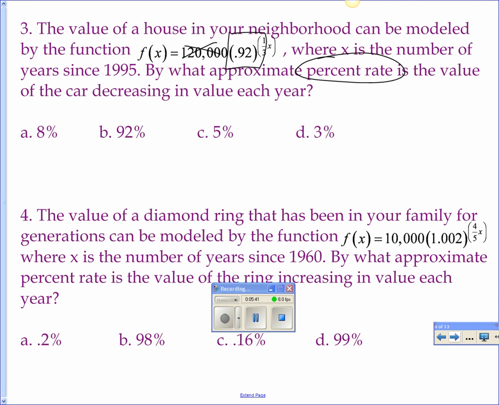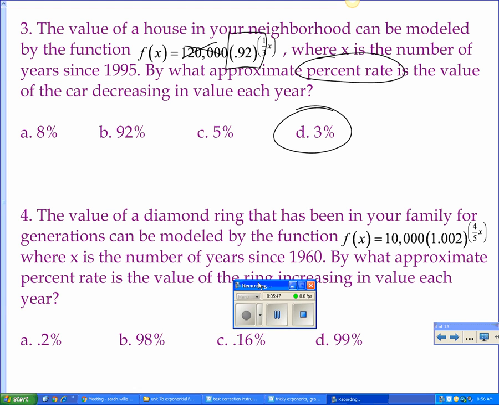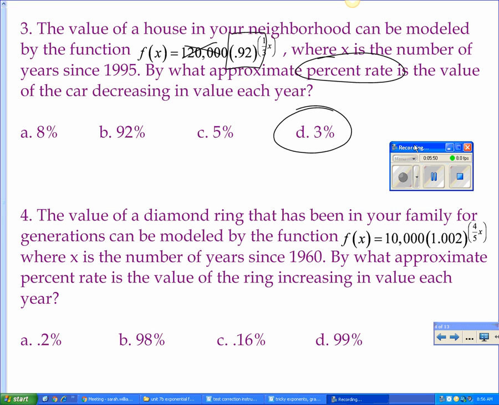So what does that round to based on your answer choices? 3, which is D. Guys, why is it negative? Very good, Dylan. It's decreasing.